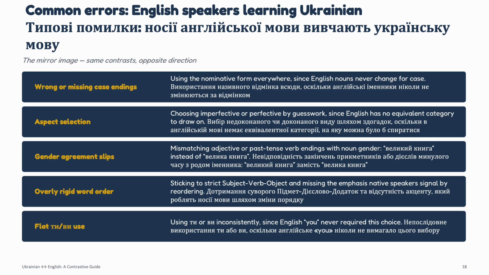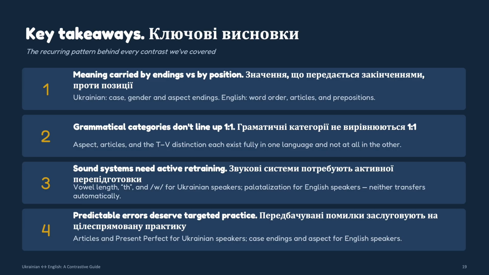And flat, inconsistent use of ти and ви, because in English you never required the choice in the first place. I don't think that it's a very difficult topic to choose ти or ви, but maybe think that if in English you would say sir or madam, or Mr. and Mrs., in Ukrainian it would be ви. But if you want to call your friend or a family member, it's going to be ти.